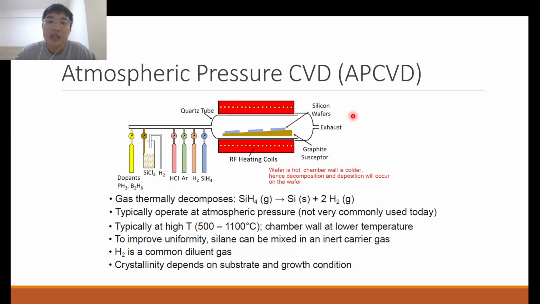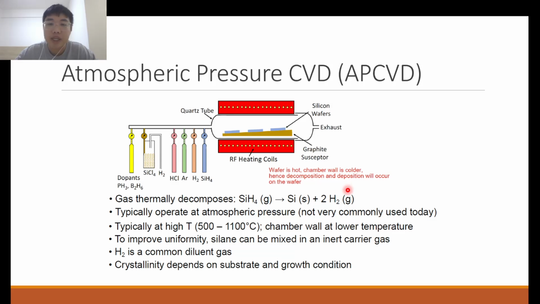So here you can see a common setup for atmospheric pressure CVD, also known as AP CVD. We are pumping reactant gases into the chamber, and the chamber itself is heated up by these heating coils, but the wafers are placed on a platform such that they are basically exposed to the gases that are incoming into the chamber.